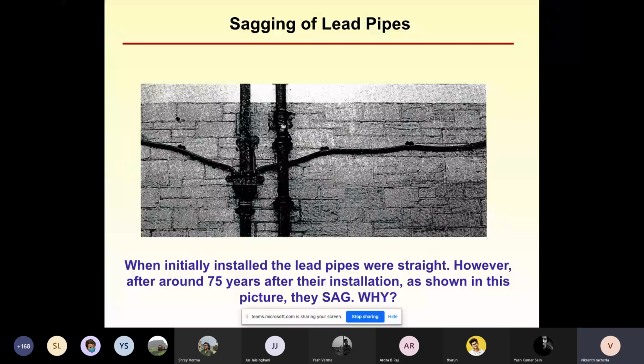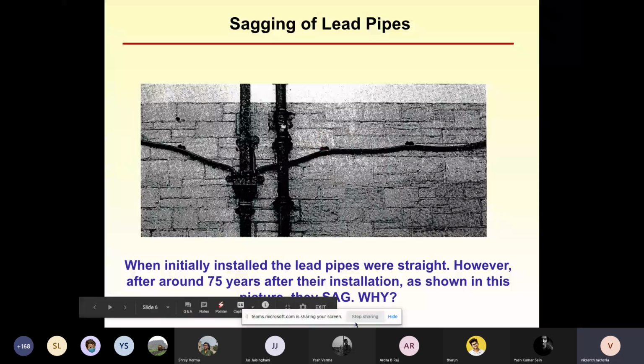And what was happening was that over a period of time, in this case, this picture was taken 75 years after the installation. The pipes which were originally straight were sagging. You can see the curvature over here. So what caused the sagging, and why did it take so much time for the sagging to take place? What is the failure mechanism here?